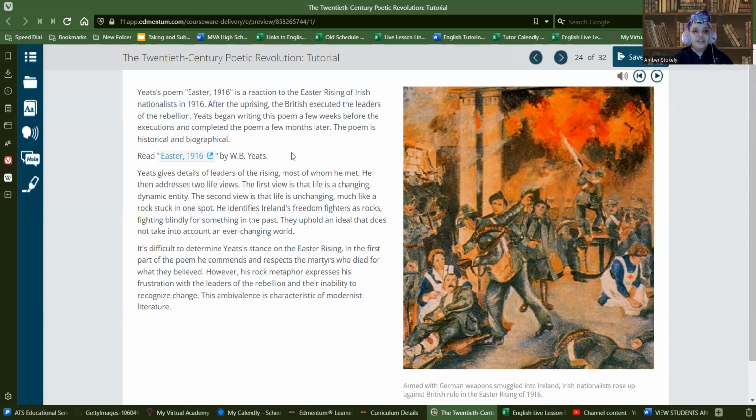I'm going to pause here to give you guys a moment to actually look at the poem, Easter 1916. If you're one of those people who needs the analysis before you go in, I'll go over that in just a second. But I just wanted to give people a chance to pause, open it up if you're following along in your lesson, and just take a moment to read it.